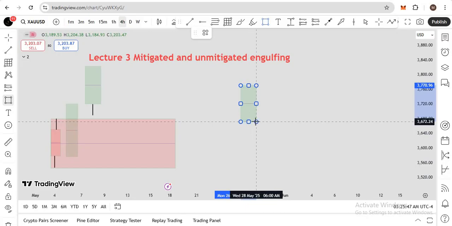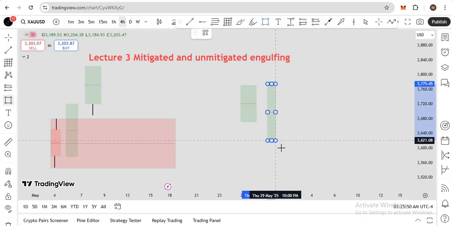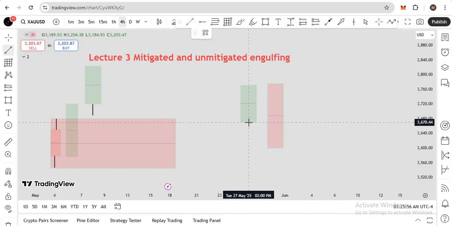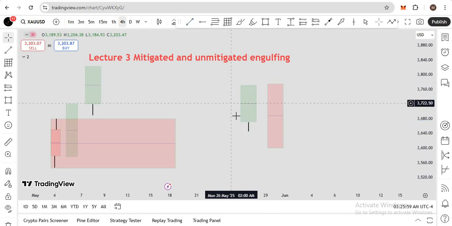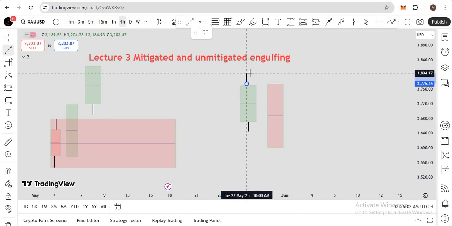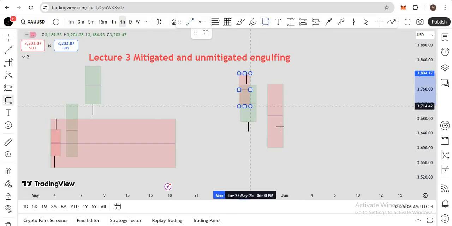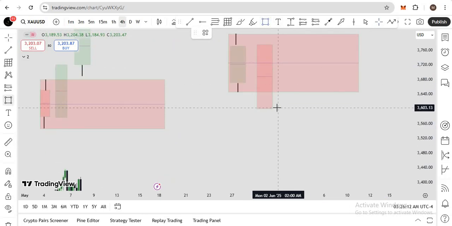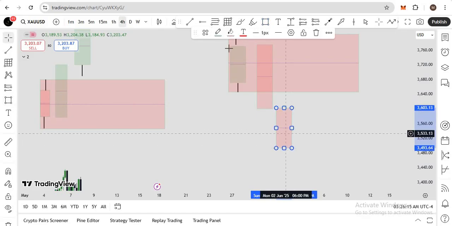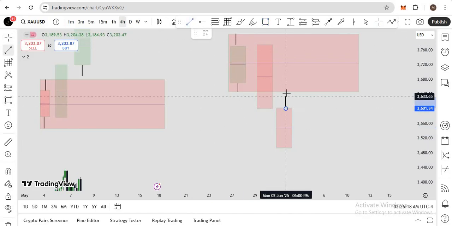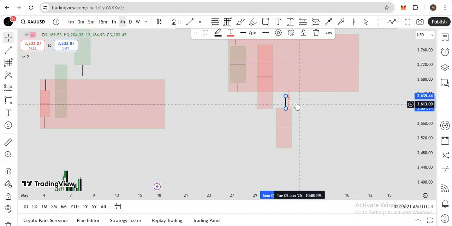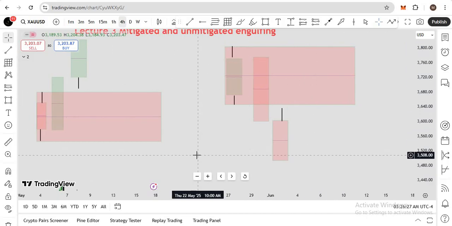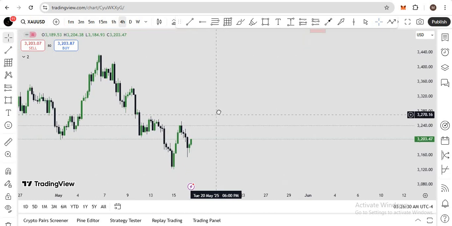The same applies vice versa for the bearish engulfing. We have a bearish candle, then a red candle. We first mark the wick here and the wick here, so we mark the total wick. The third candle opens from here and should not touch this area. If it touches, it becomes mitigated. If it does not touch, the engulfing becomes unmitigated. Now let me show you some examples.